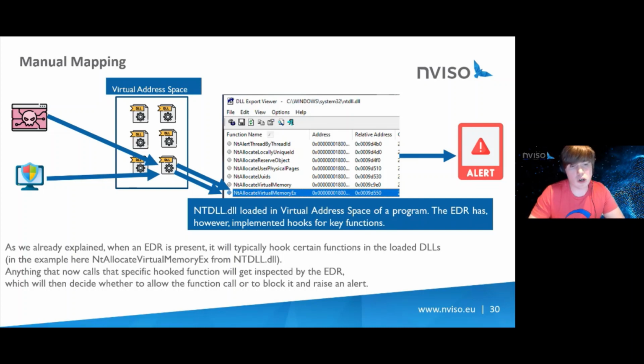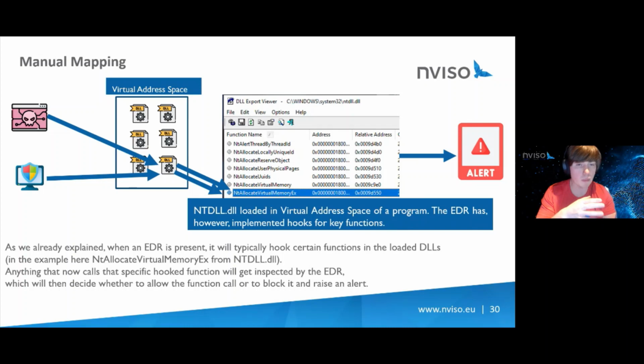As I already explained, when an EDR is present, it will typically hook certain functions in the loaded DLLs. Noteworthy will most likely be the ntdll.dll exported functions, such as NtAllocateVirtualMemory, for example. It's just an example call. And this is what regular mapping looks like. This is not manual mapping yet. This is just to show you the flow of how it would normally work.